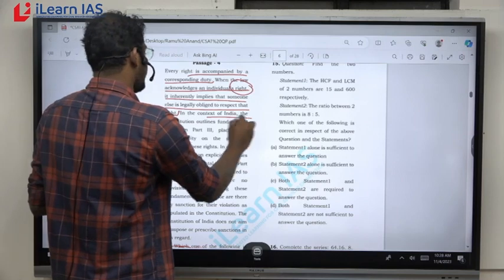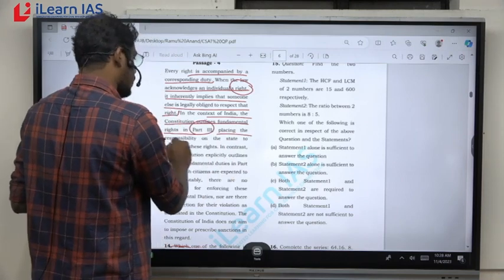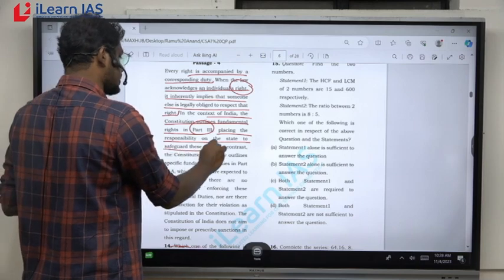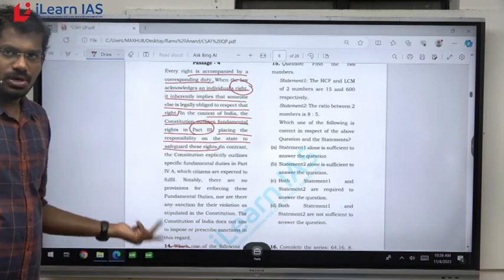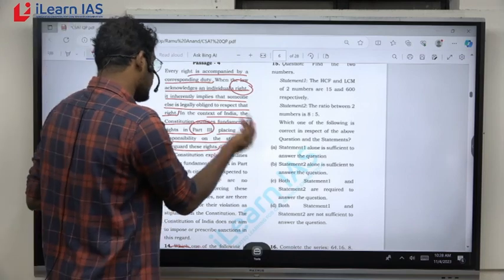In the context of India, the Constitution outlines fundamental rights in Part 3, placing the responsibility on the state to safeguard these rights. Okay, so it is a responsibility of the state to protect the fundamental rights mentioned under Part 3 of the Constitution.